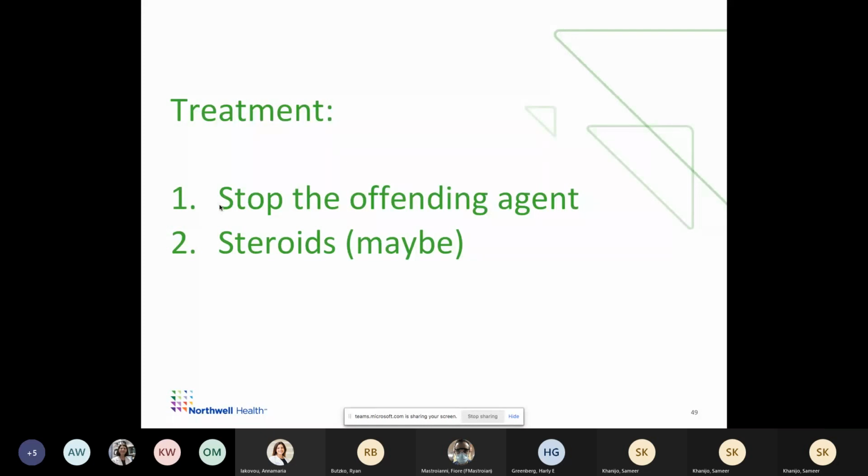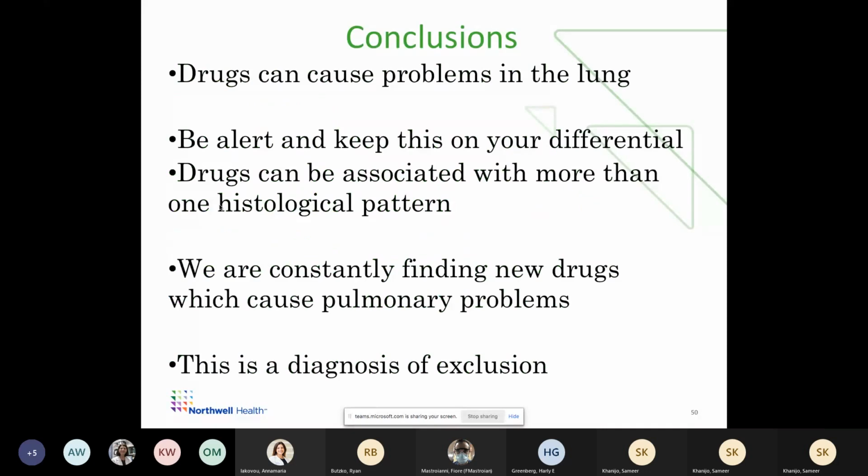But again, even the use of steroids is not proven: how much steroids, what dose of steroids, how long. Most people will get 1 to 2 mg per kg and then tapered over a few months. But again, it depends on what the disease pattern is, right? That's not necessary if someone has acute eosinophilic pneumonia, but maybe more important if they have an organizing pneumonia or something else.